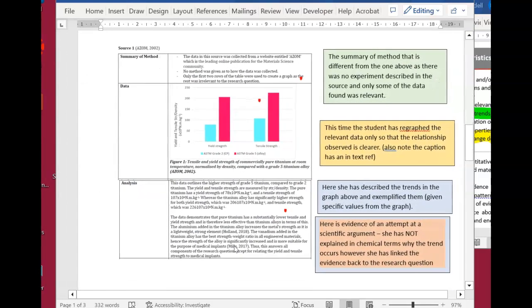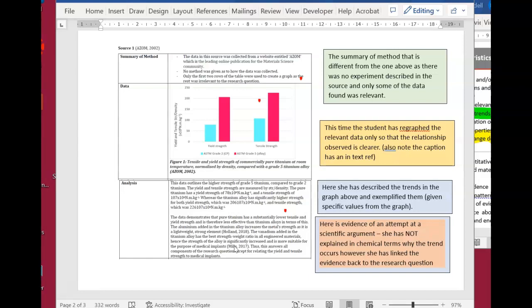The next example is about tensile strength of pure titanium compared to a titanium alloy. So I think the research question for this one was, how does the tensile strength of pure titanium compare to grade 5 titanium alloy, for use in medical implants, I think it may have been. So once again, there's a little summary of method up the top. She states that no method was given.